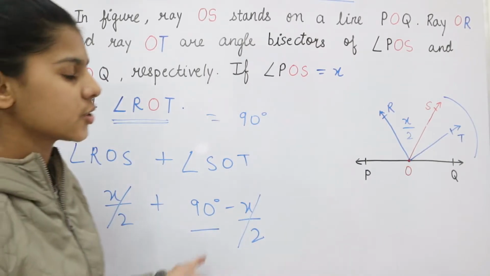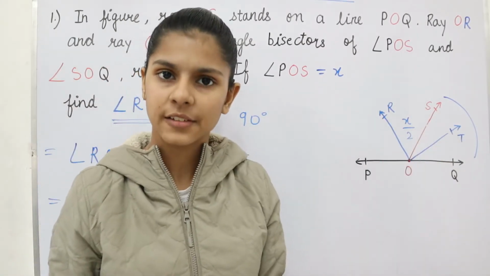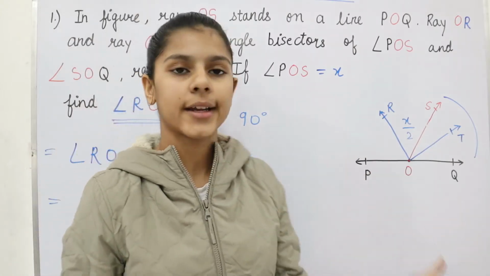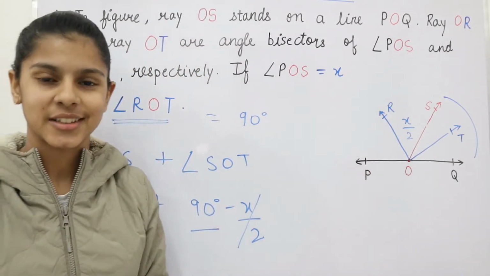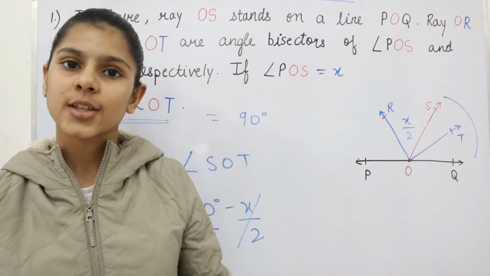So it was very easy. Just you have to observe which property we will use and what we have to find. That is all in this question. So now let's talk about the next rules.